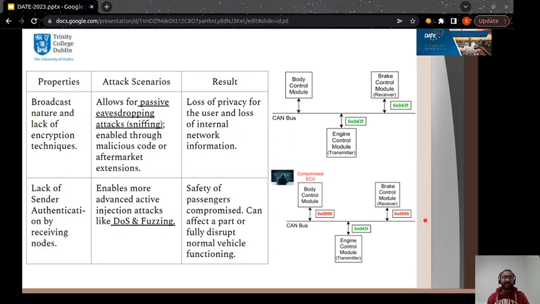Due to the broadcast-based communication mechanism, the sender broadcasts a message to all the ECUs on the bus, meaning an infected ECU can gather critical network or user information by sniffing these messages. Or lack of sender authentication can cause active injection attacks like denial of service and fuzzing, which can fully disrupt normal vehicle functioning, as shown in the figure on the bottom right, where the brake control module fails to receive a message from the engine control module in case of a denial of service attack, where the compromised ECU floods the bus with the high priority messages.